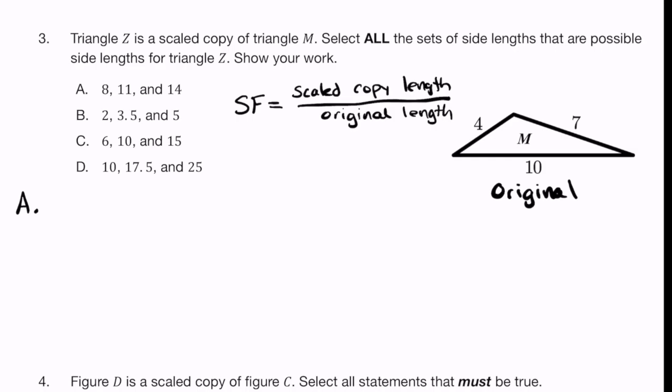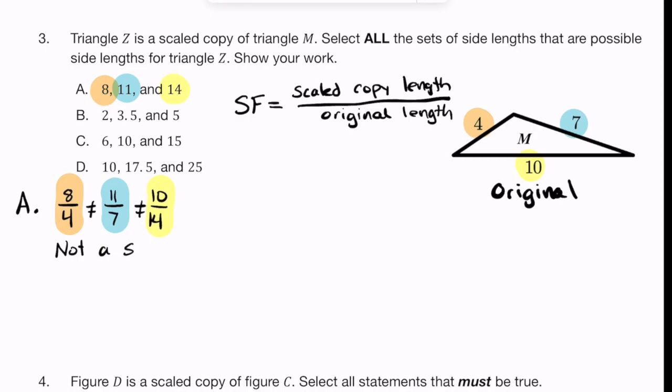So in A, my scaled copy length is 8 compared to 4, and then we're going to have 11 to 7 and 10 to 14. Okay, and that's where I'm getting those from. And these are not equal. So you can put that in a calculator. This is 8/4, this is equal to 2. This is going to be a messy decimal in between 1 and 2. And then this is going to be in between 0 and 1. So since those are not equal, we don't have equivalent ratios, this is going to be not a scaled copy. So it's not A. And then we're going to do the same thing for B, C, and D.